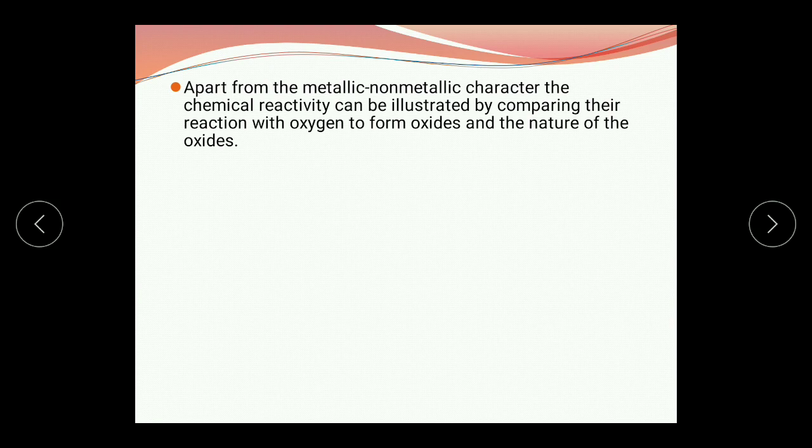But one more property which we haven't discussed up till now is the reaction of elements with oxygen to form oxides. The nature of oxides also decides the reactivity of the elements. Up till now we discussed elemental properties, physical and chemical, which told us that the alkali metals and the halogens are the most reactive elements in the periodic table. But the formation of oxides and the nature of oxides also decides the reactivity.